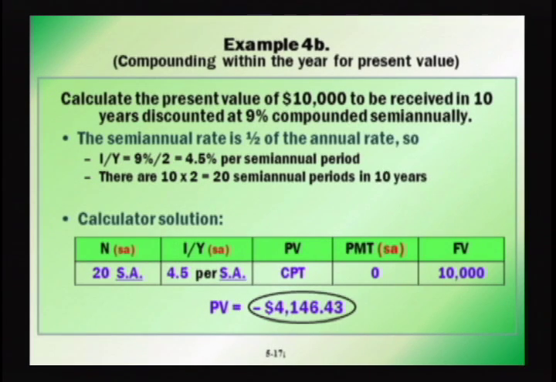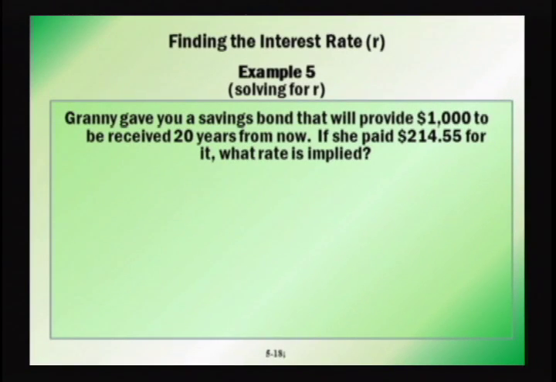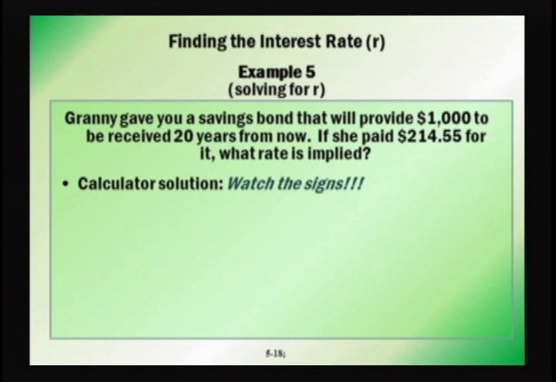Now, we've done present and future values. Let's try solving for an interest rate. You want to determine what interest rate you're receiving. So if Grandma gave you a savings bond that's worth $1,000, but you can't get that $1,000 for 20 years. She tells you she paid $214.55 for it. What is the interest rate that you're receiving on that $214.55? We need to pay attention to the signs because we have cash inflow and outflow.